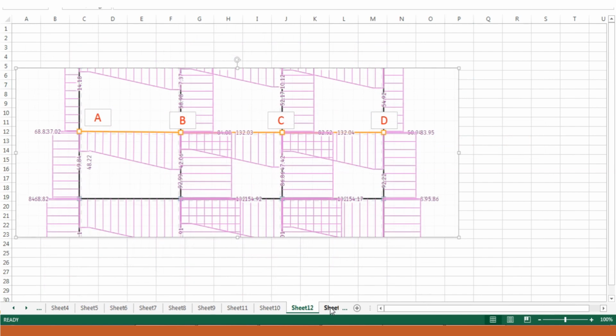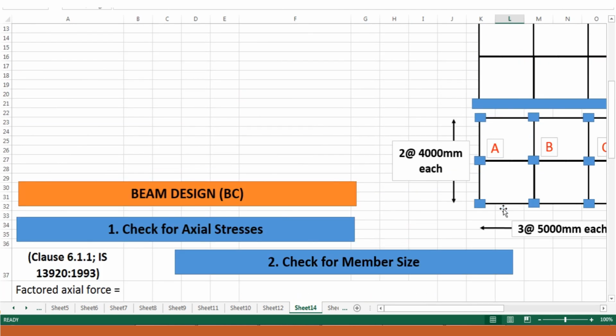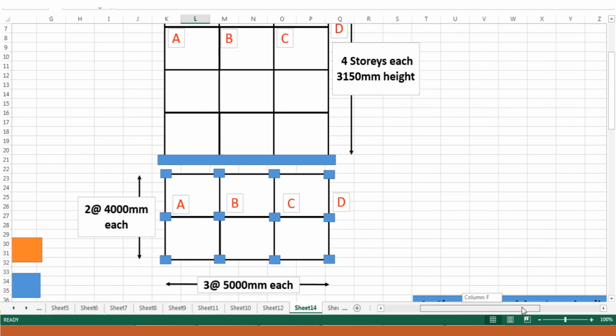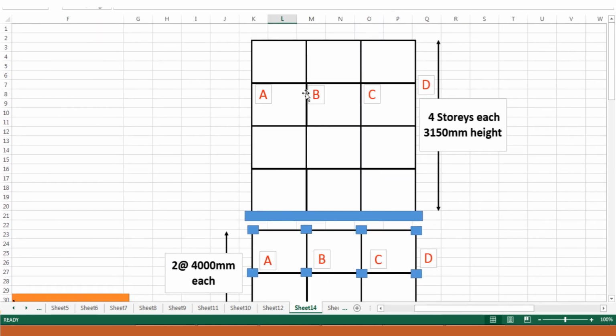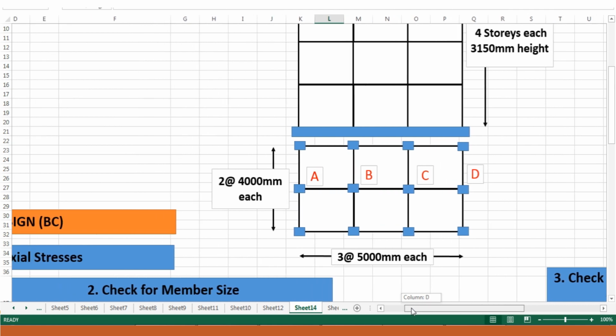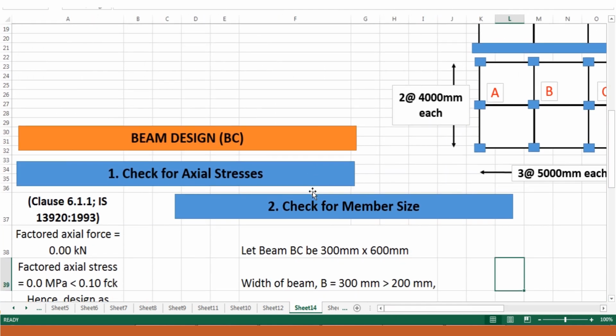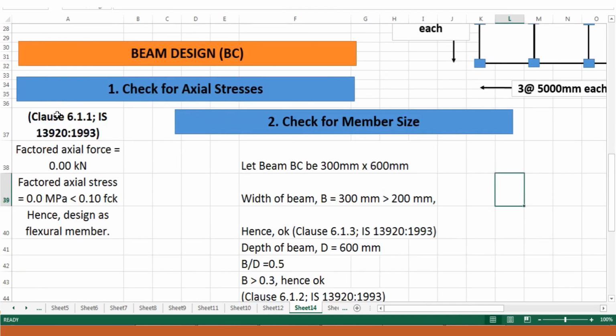Now moving ahead in this lecture, what we will be discussing is designing the beam. What is available to us is this structure which has the beams AB, BC and CD, located at this location. This beam design involves the first step, which is that we check the beam for various things.